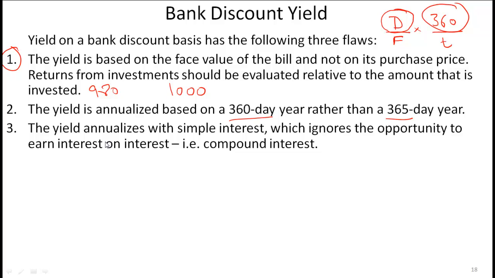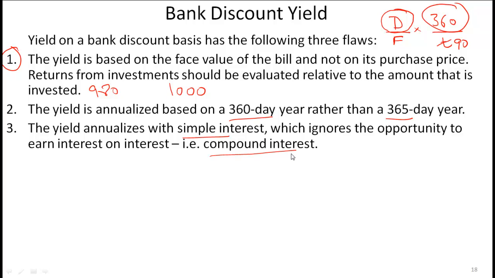And finally, the yield annualizes with simple interest, which ignores the opportunity to earn interest on interest, i.e. it ignores compound interest. Note that the discount divided by face value is simply multiplied by 360 divided by T. In our last example, T was 90. So essentially we took the yield, which was 20 divided by 1000, and simply multiplied it by 4. So this is using simple interest and not compound interest.